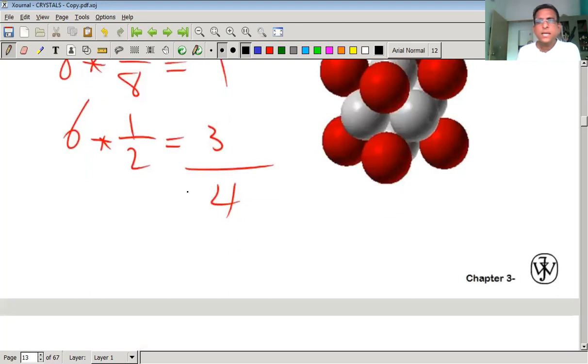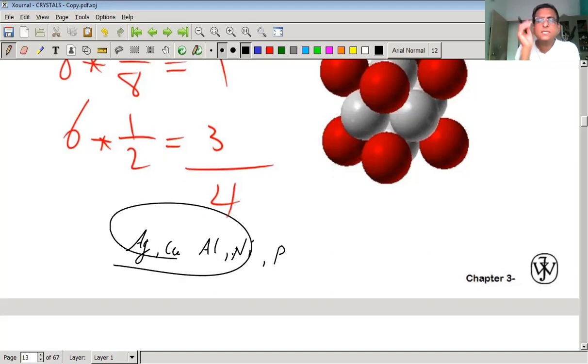Just to quote, examples of face-centered cubic structures are Ag, Cu, Al, nickel, etc. So these materials belong to the face-centered cubic structure. With this, now we are going to start our new topic, that is the hexagonal close packed structure. To start with, wait a minute, I will share another screen.